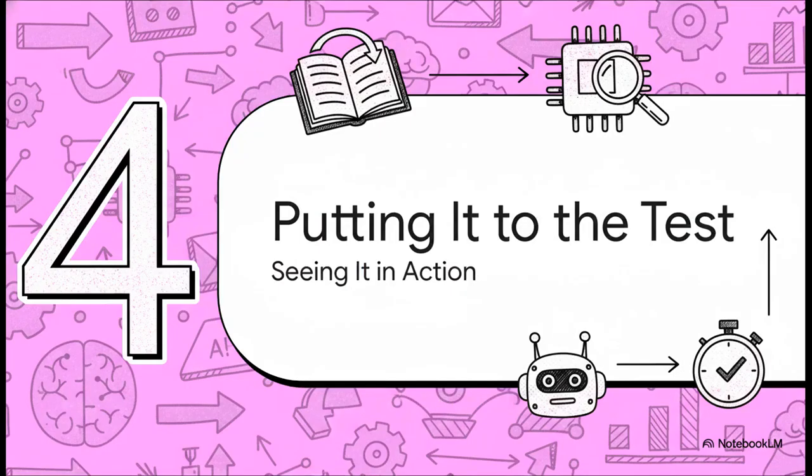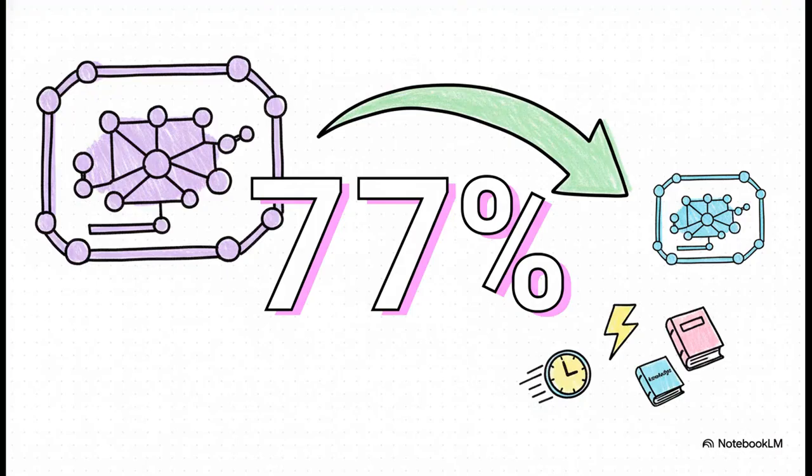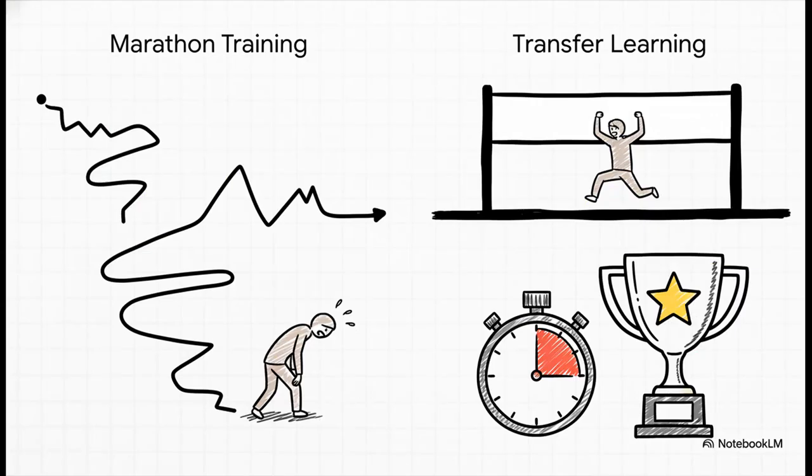Okay, so that's the theory. But, does it really work in practice? Time for part 4. Let's put this shortcut to the test and see what happens. And the result? A whopping 77% accuracy. After this super quick process, the model could correctly classify images from a totally new data set it had never seen before. It's just a fantastic proof of concept for what happens when you build on a strong foundation instead of starting from scratch.